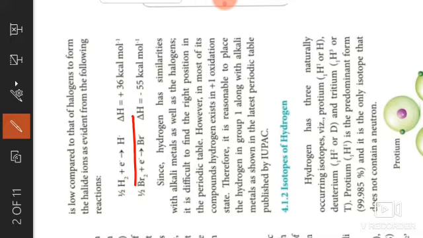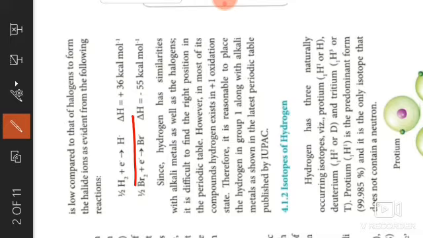According to the oxidation state, which we already studied, the charge of this atom, the oxidation state is +1. Therefore, hydrogen is placed in group 1 along with the alkali metals instead of the 17th group, according to the IUPAC periodic table. That is the reason for hydrogen's position.